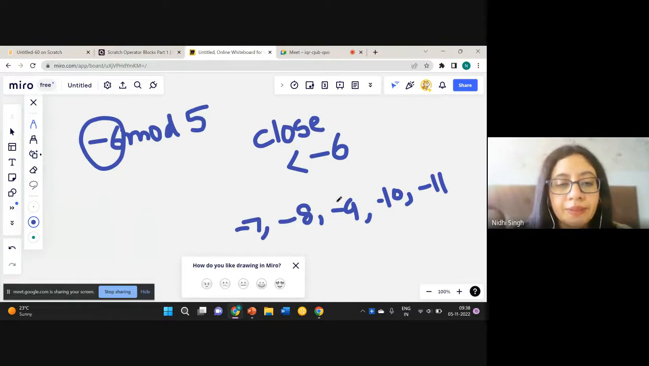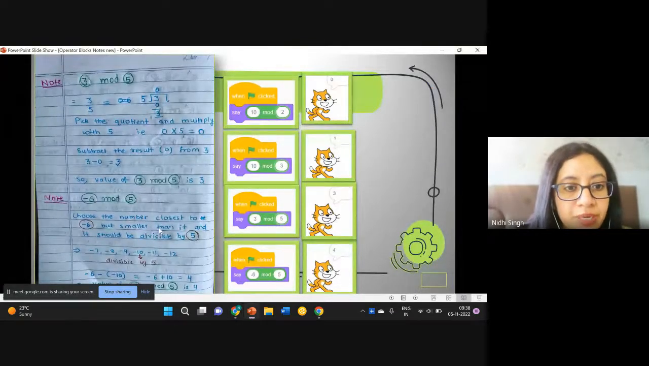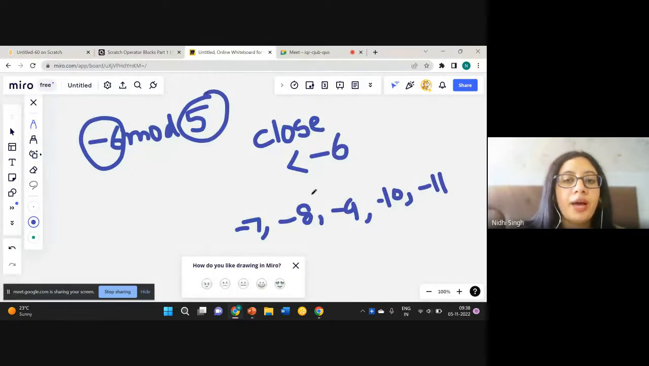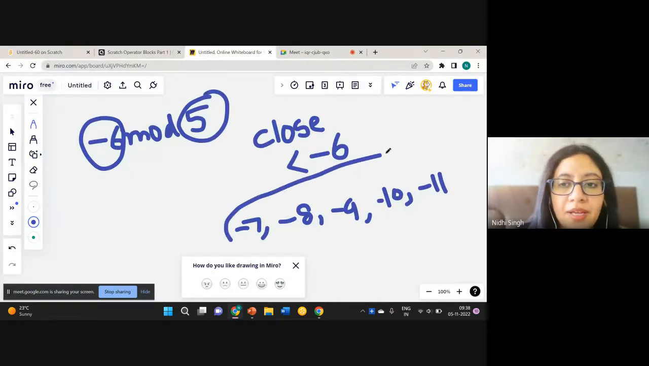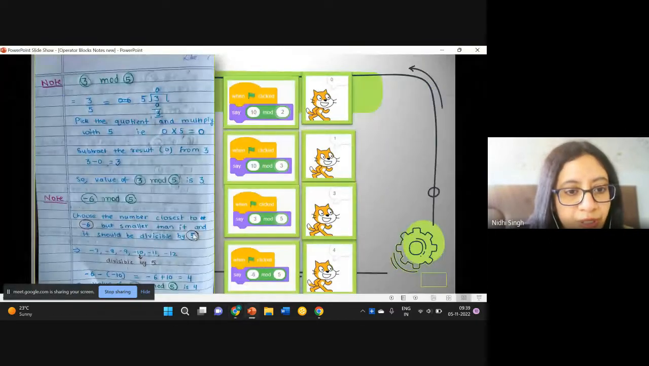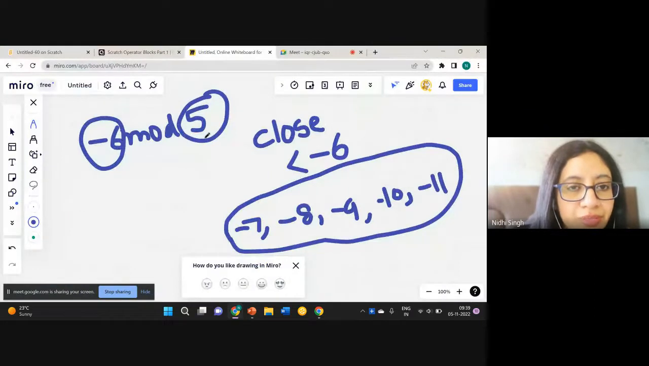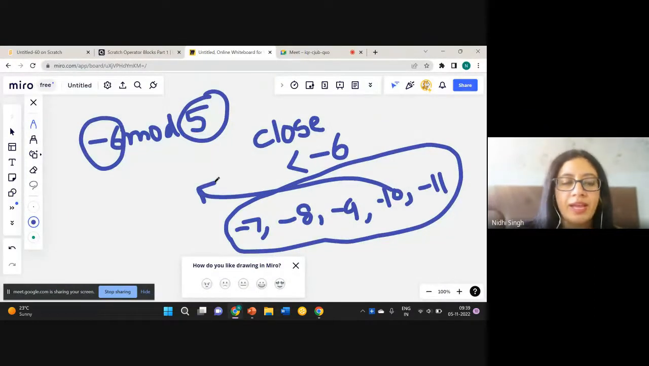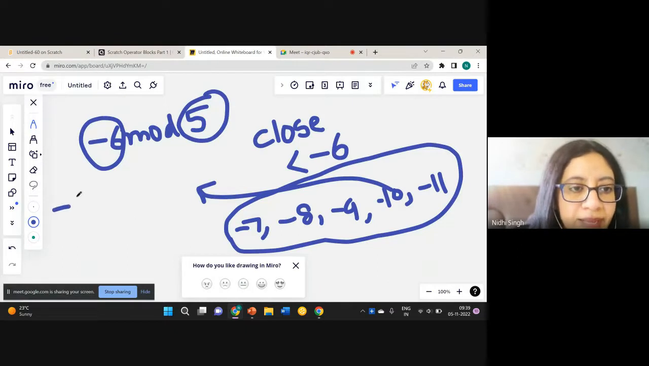Now, among these, these are the closest, smallest. My third condition is that it should be divisible by this number. So among these numbers, which number is divisible by 5? Ma'am, minus 10. Very good. Minus 10 is divisible by 5. So you will just pick this number. This is your number. Now, simply subtract this number from minus 6.